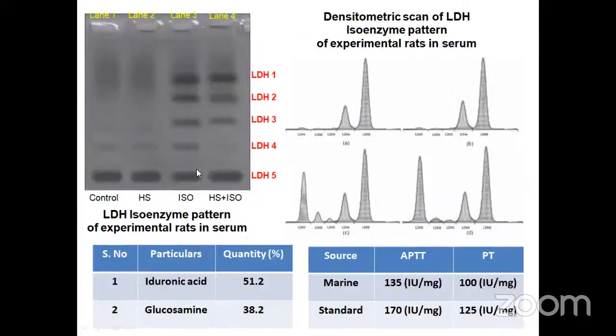Then we come to the isoenzyme pattern of lactate dehydrogenase, an enzyme confirming that the myocardium is functioning properly. Usually LDH4 does not exist in the serum of these animals, which was clearly shown here, whereas the isoproterenol group shows all the isoenzyme subdivisions: LDH1, LDH2, LDH3, LDH4, and LDH5. The isoproterenol and heparan sulfate treated group does not produce this LDH4 expression. From this we can conclude the treated sample has a cardioprotective mechanism.